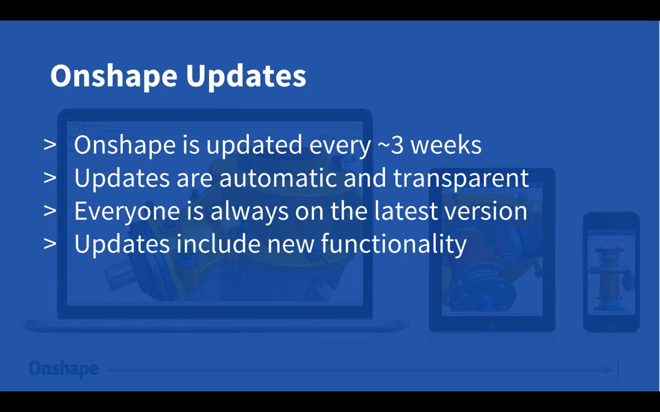The update process is roughly every 3 weeks. So roughly every 3 weeks, you're going to see new features being added to Onshape. Now, we have a blog post. We do a once-a-month webinar like you're seeing here today. So there are a lot of different ways that you can find out about it.